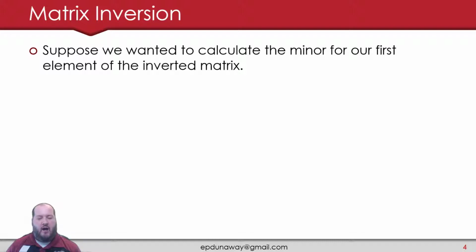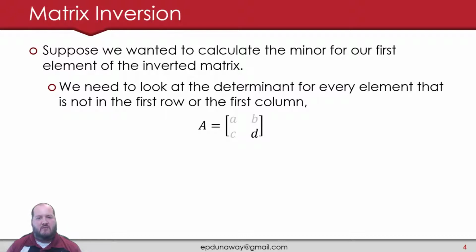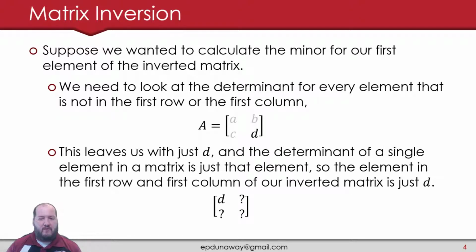I want to calculate the minor for my first element of this inverted matrix, where A was. In order to figure out what that minor needs to be, I need to look at every element that is not in the first row or the first column. So I eliminate A and B because they're in the first row, and then A and C because they're in the first column. And I'm left over with just D. So I need to make a submatrix that contains just D. It's a single element matrix. And from there, I need the determinant of that matrix. The good news is that the determinant of a single element matrix is just that element. So the determinant of the matrix D is just D. That means that the minor for my first row and my first column is just going to be D. And that's it. That's all I need to do.